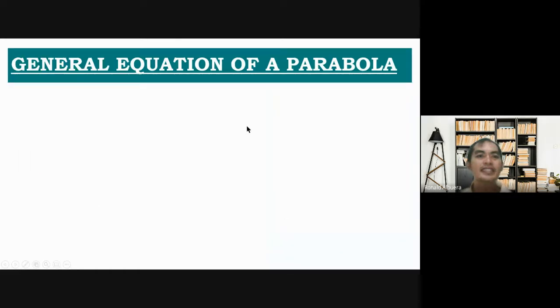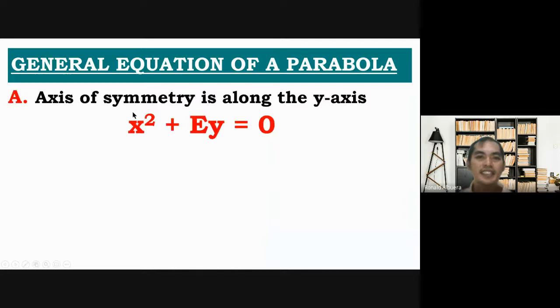We will have a general equation of a parabola. So, when the axis of symmetry is along the y-axis or yung may square ay yung x, ito lang po ang general form of the parabola x squared plus ey equals 0. Sinunod lang natin yung second degree form, yung ax squared plus bxy plus cy squared plus dx plus ey equals 0. Since this is y, so e yung coefficient niya. E is a constant number.